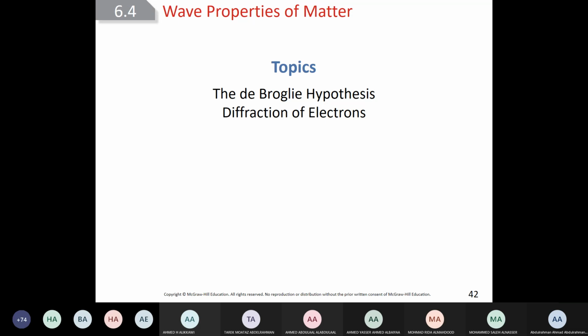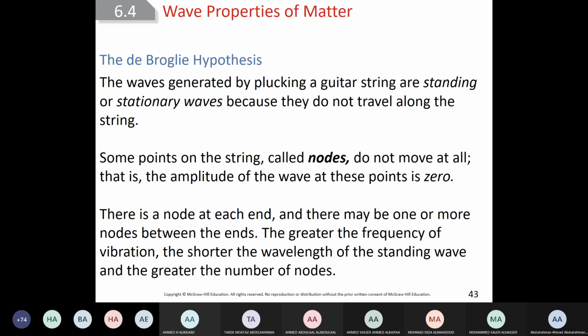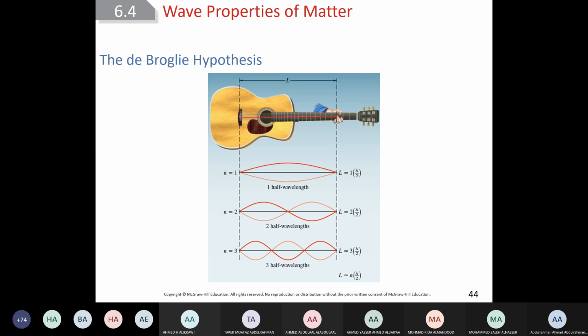The second person that I want you to memorize the name very well is de Broglie. De Broglie hypothesis, very important hypothesis. What's the de Broglie hypothesis? He said that things or the waves can have nodes. When you have a wave like this and another wave like this, if we have waves between lines, these points are called nodes.